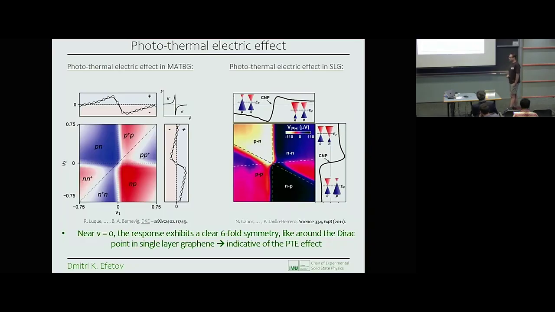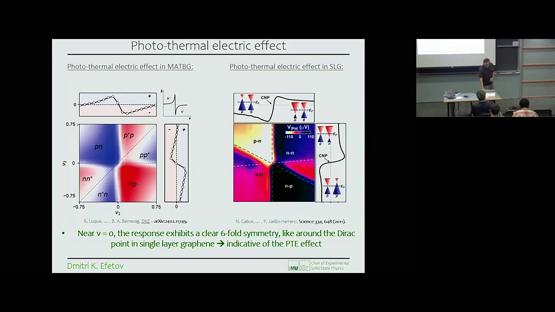This is something which was done by Pablo back in 2011 in single layer graphene. So this is really well understood and is taken as a signature of the photothermoelectric effect. So basically the laser beam acts as a heater to the PN junction and induces a temperature profile that drives the photovoltage in the system.